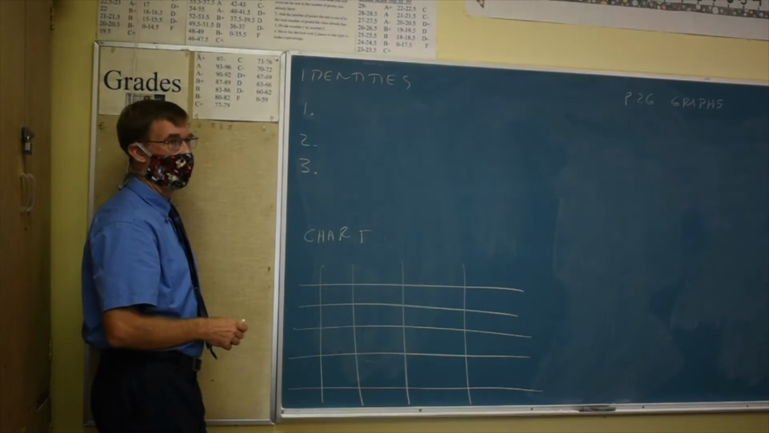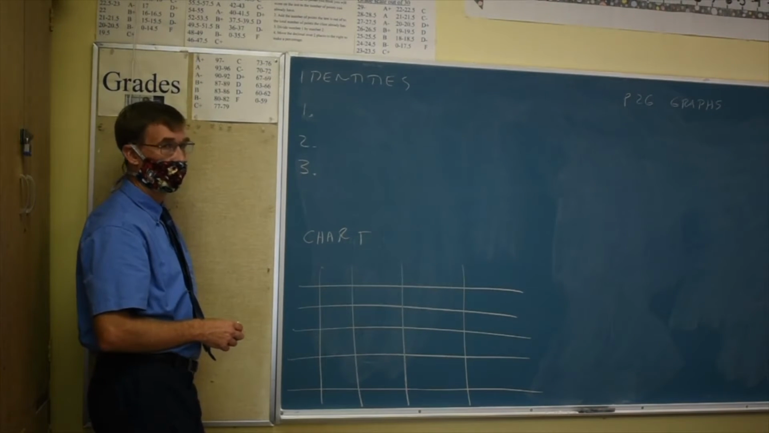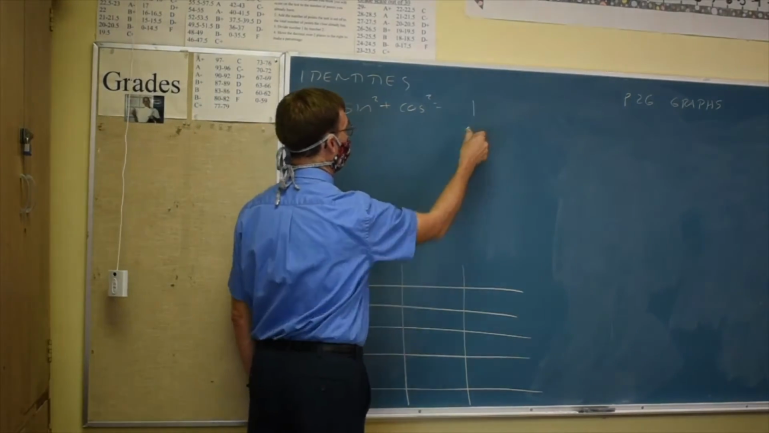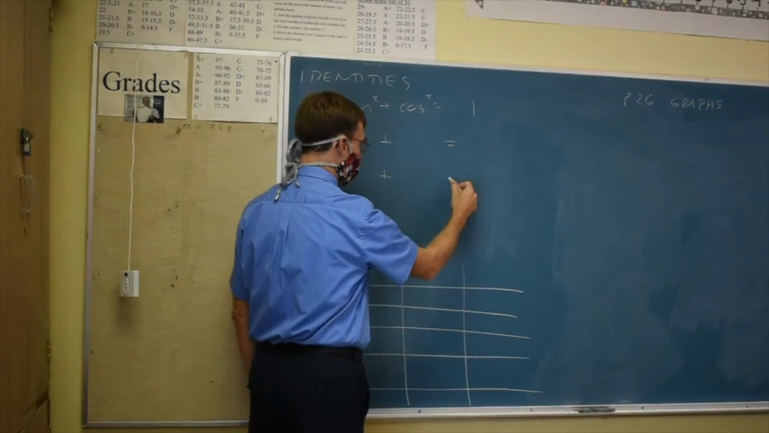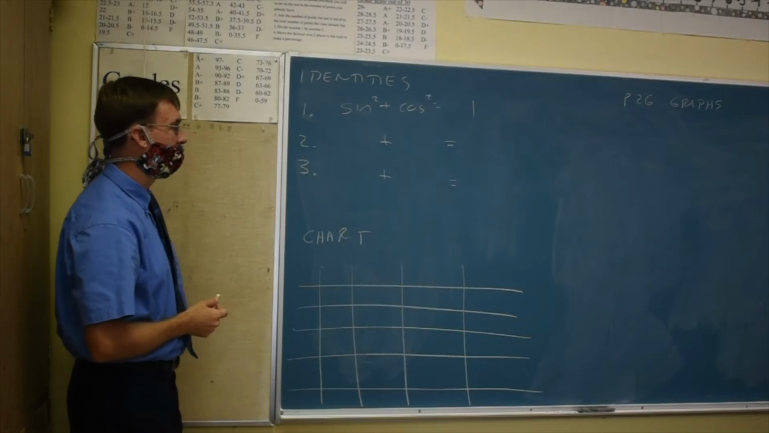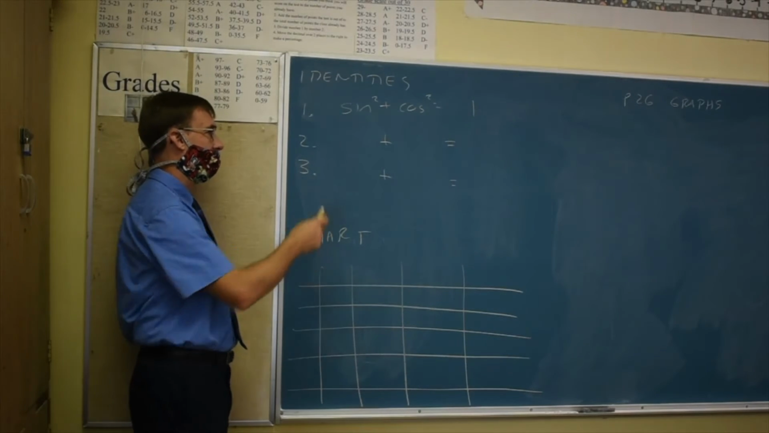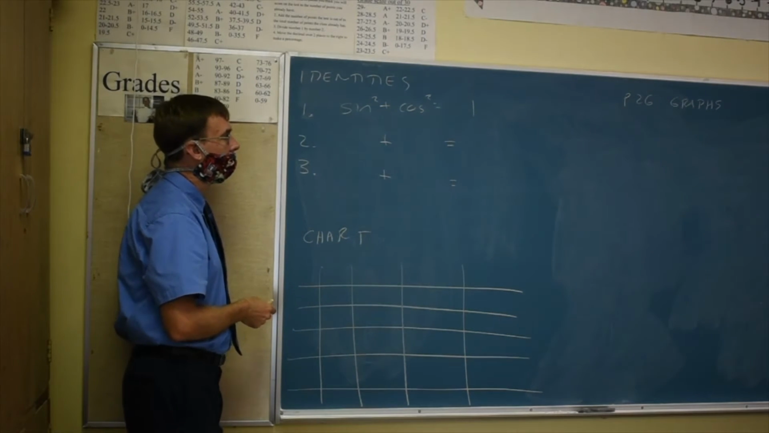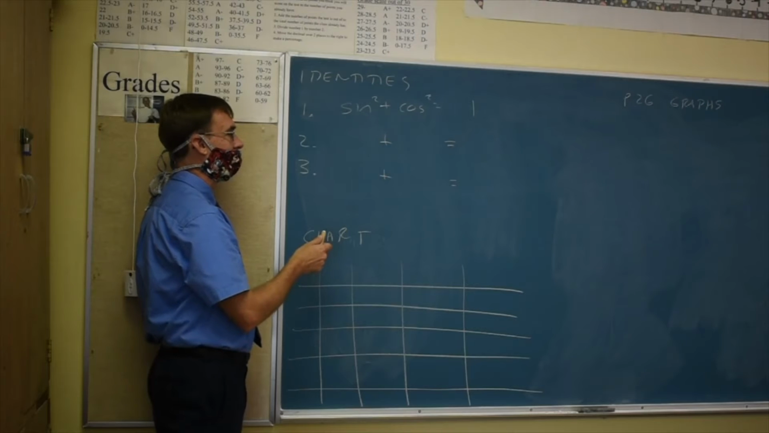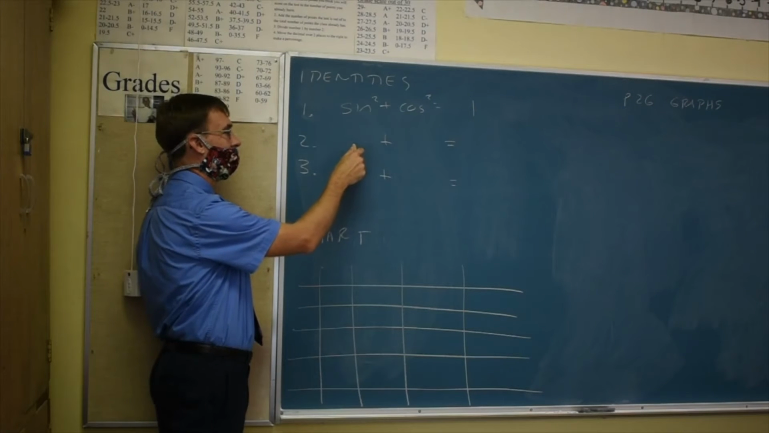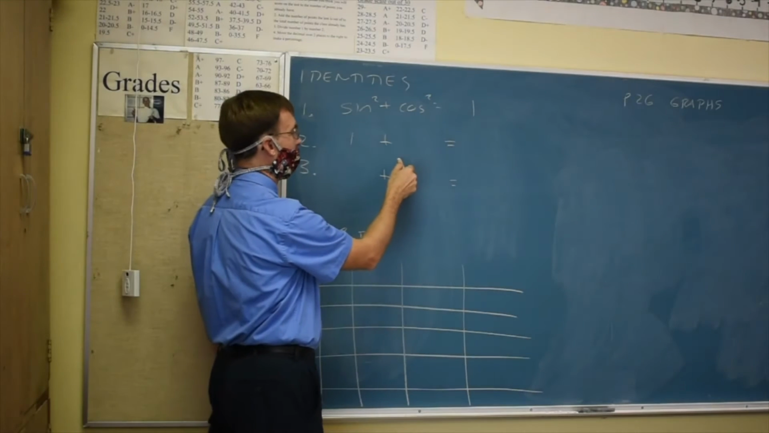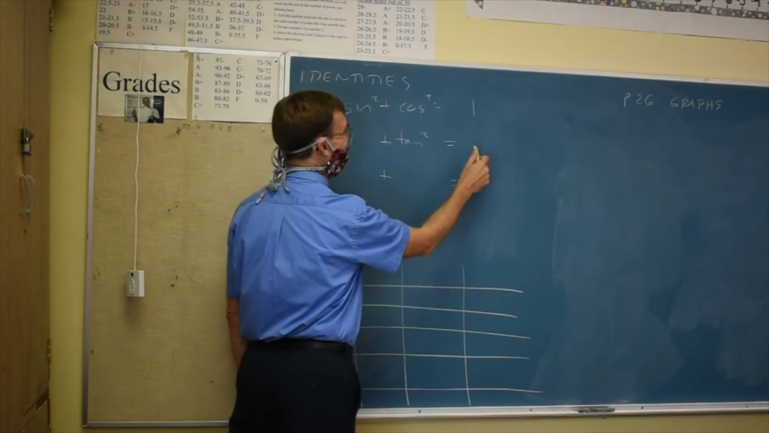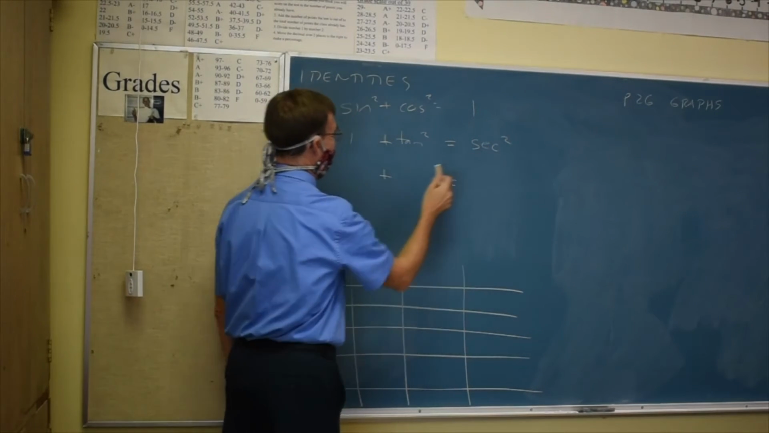Do you remember any of the three Pythagorean identities? Sine squared plus cosine squared equals 1? That's true. And they all kind of take that form. They involve squares and ones and adds, but sometimes the 1 isn't over here all the time. Is the one that's like 1 plus tan squared equals secant squared? Yeah. Good.